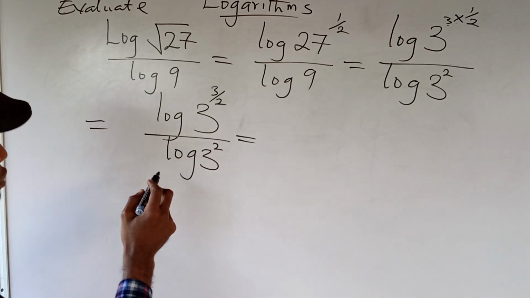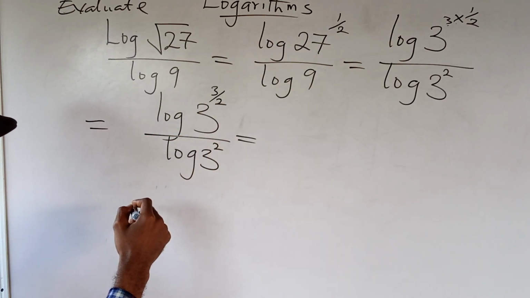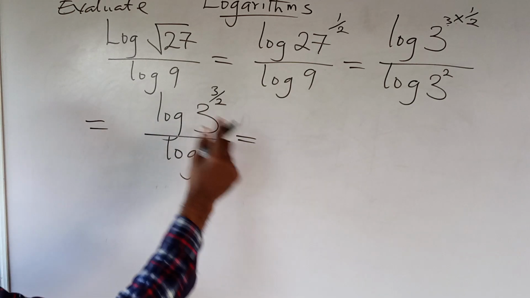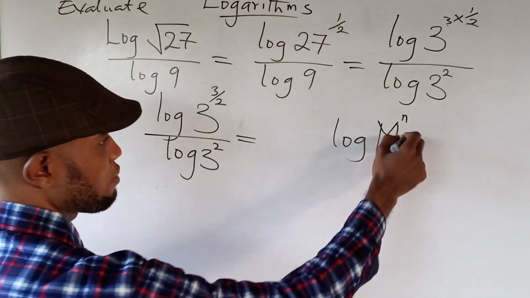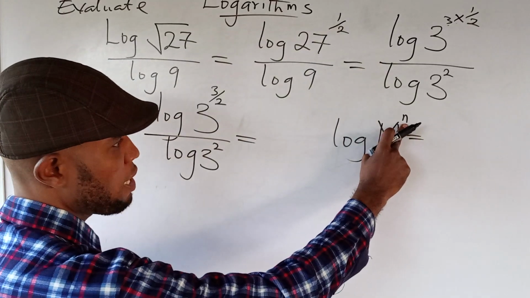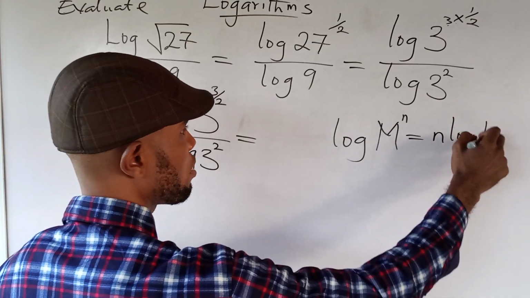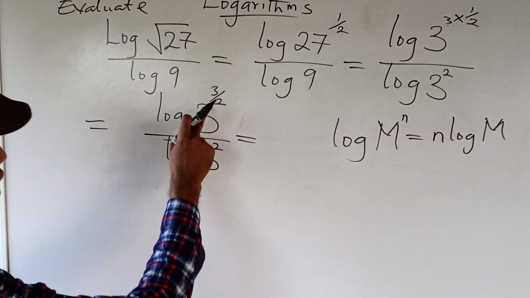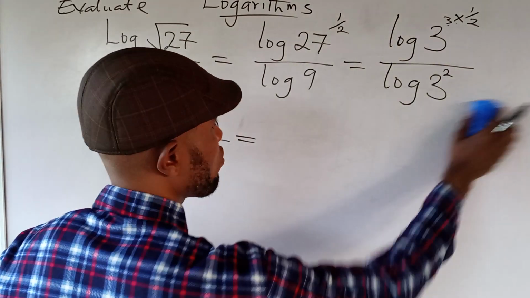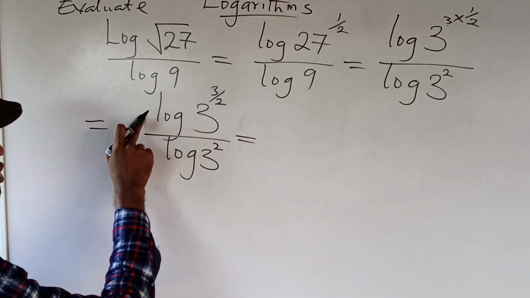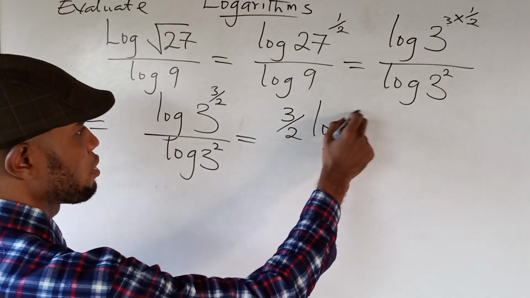Now, if you look at this log 3 and this log 3, they are the same. But before we do that, if you have log m raised to power n, this will be equal to n times log m: you use the power n and multiply by log m. So if we have log 3 raised to power 3 over 2, we use this 3 over 2 and multiply by this log 3. So that will be 3 over 2 log 3.